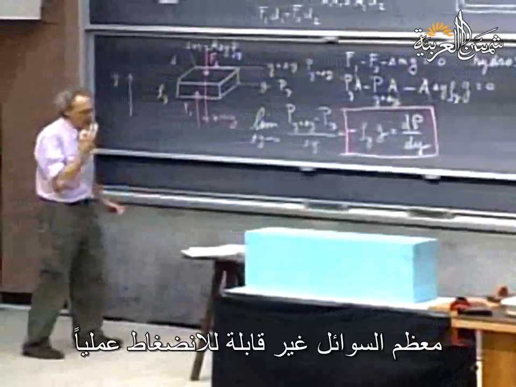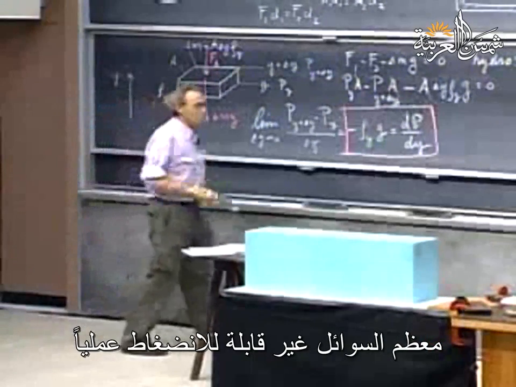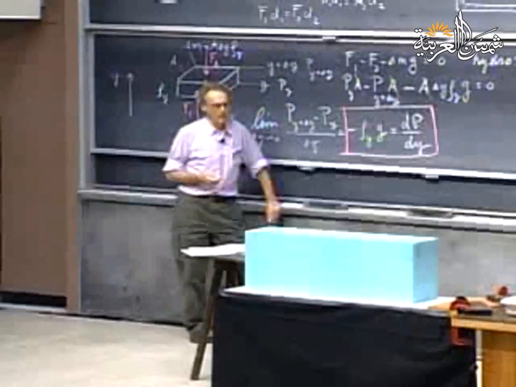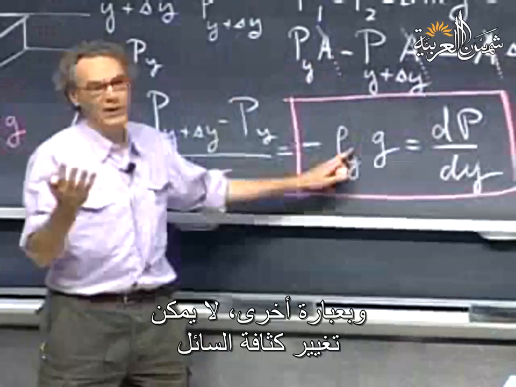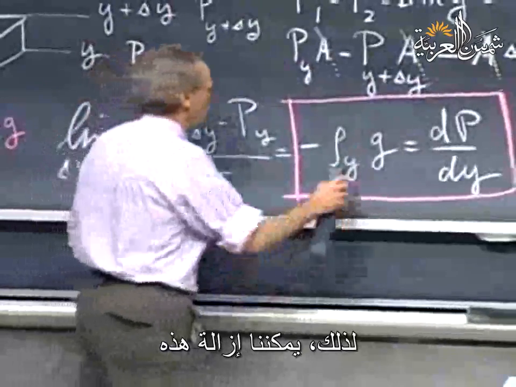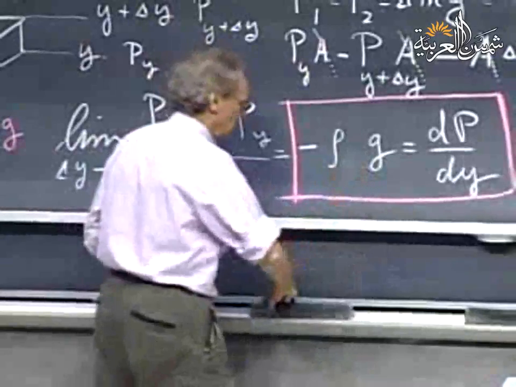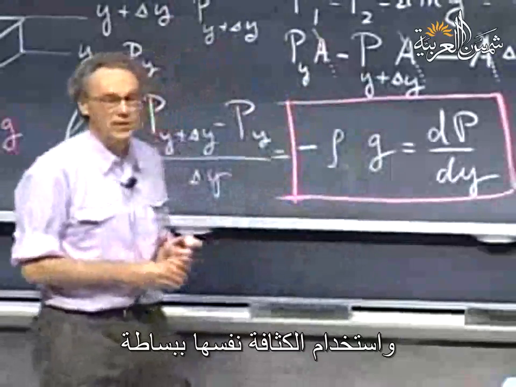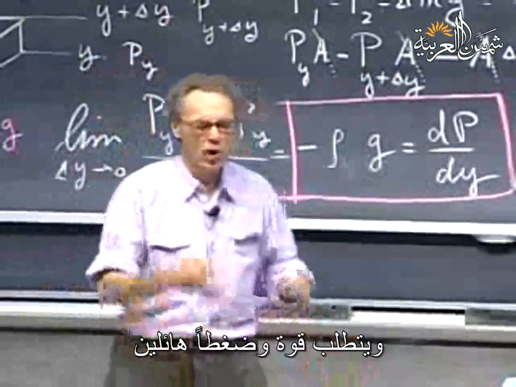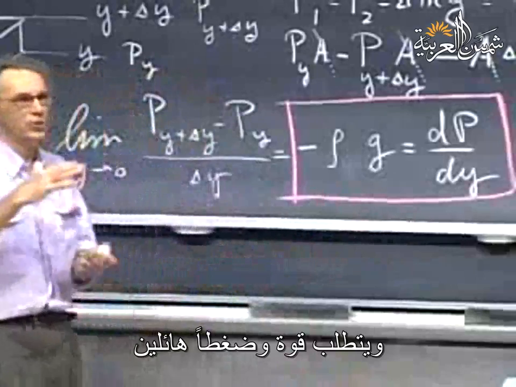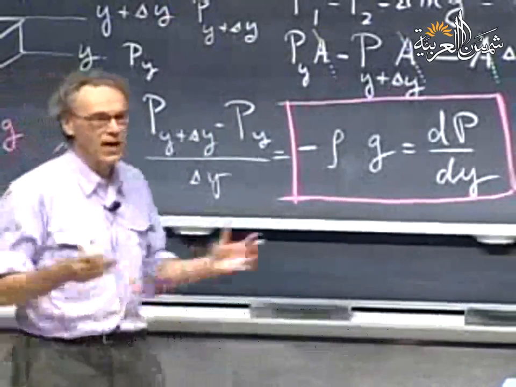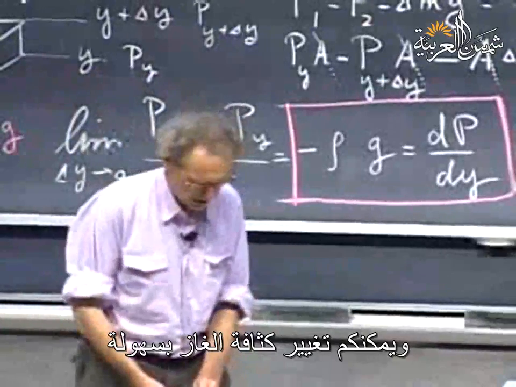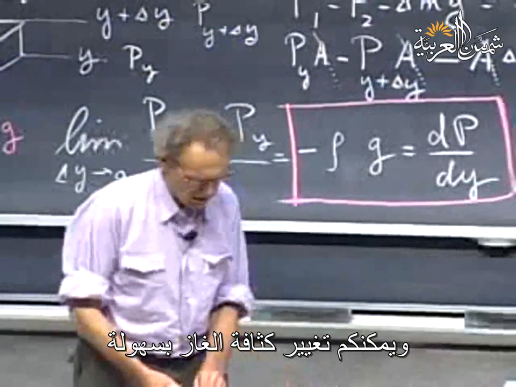Now, most fluids, most liquids, are practically incompressible. In other words, the density of the liquid cannot really change. And so, therefore, you could remove this and simply always use the same density. It's exceedingly difficult. It takes horrendous forces and pressures to change the density of a liquid, unlike that of a gas. A gas is compressible, and you can very easily change the density of a gas.